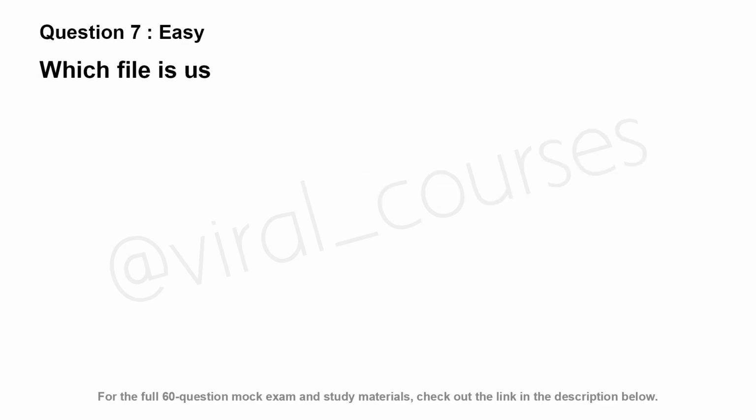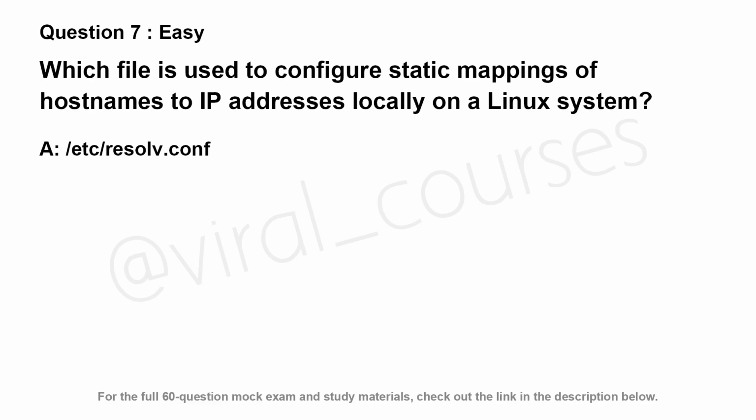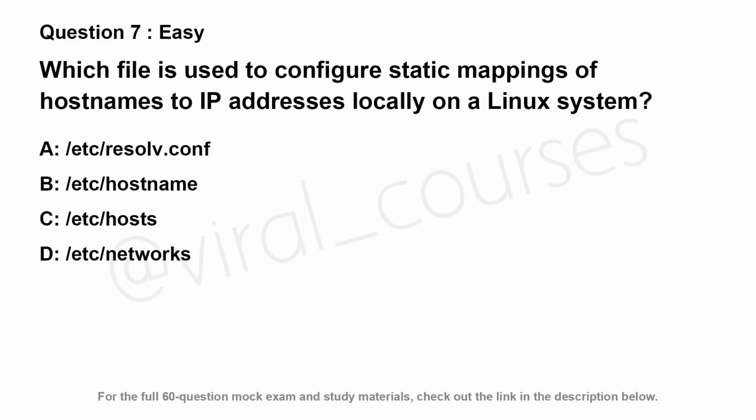Which file is used to configure static mappings of hostnames to IP addresses locally on a Linux system? Option A, /etc/resolv.conf. Option B, /etc/hostname. Option C, /etc/hosts. Option D, /etc/networks.